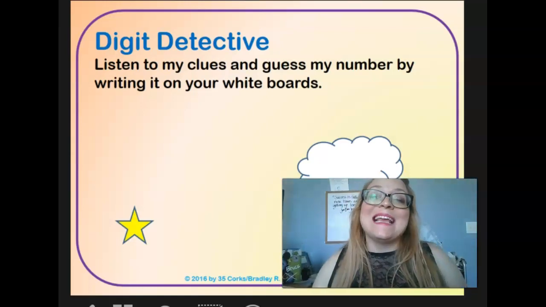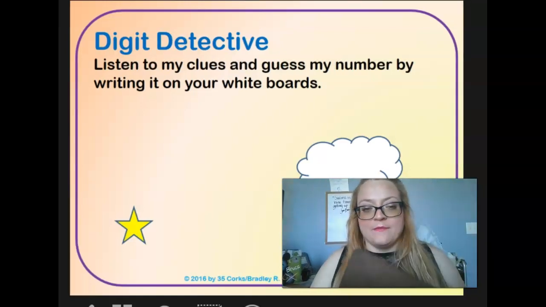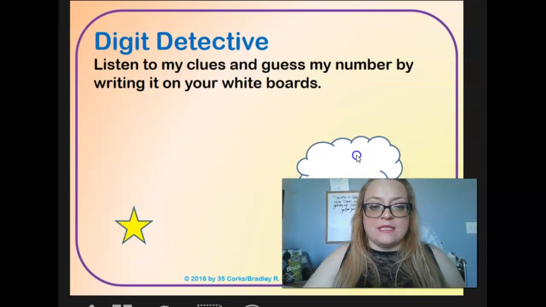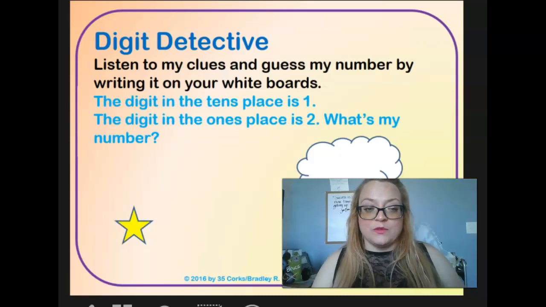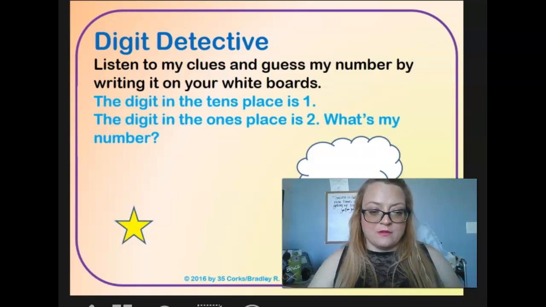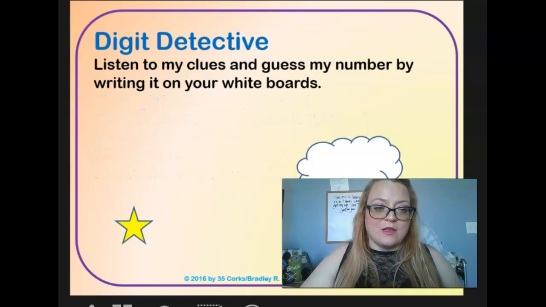So the digit in the tens place is a 1. The digit in the ones place is a 2. So what's my number? Let's check your work. 12.